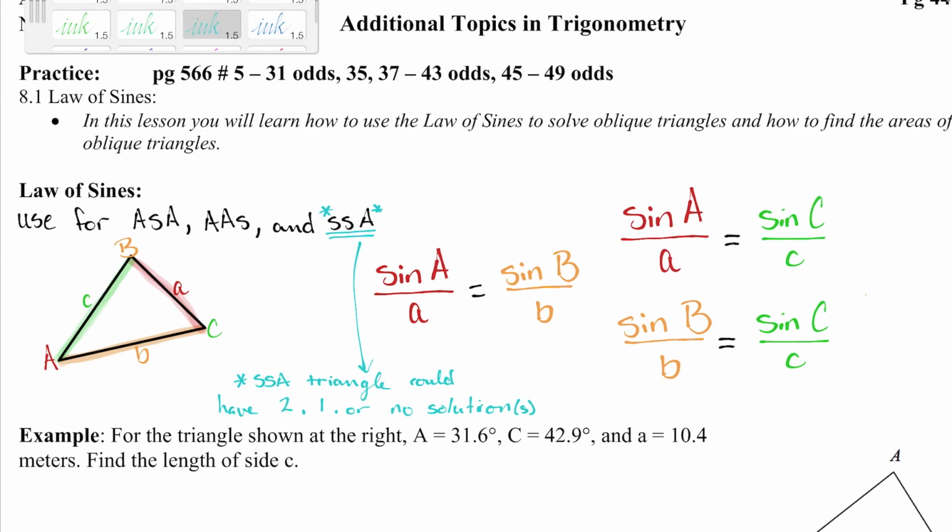Formulas for law of sines, typically you will see all three of the A, B, C stuff all written together. That tends to be a little bit confusing, so I wrote it as three separate formulas. Depending on what you're given and what you're solving for, we always have the sine of the angle within the same fraction as the side that is opposite it.